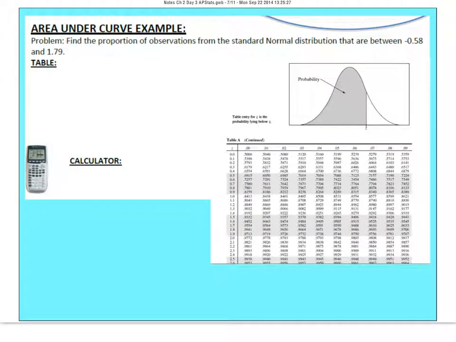All right, let's do another one with the table, and then I'll show you how to use your calculator instead. Find the proportion of observations from the standard normal distribution that are between negative 0.58 and 1.79.